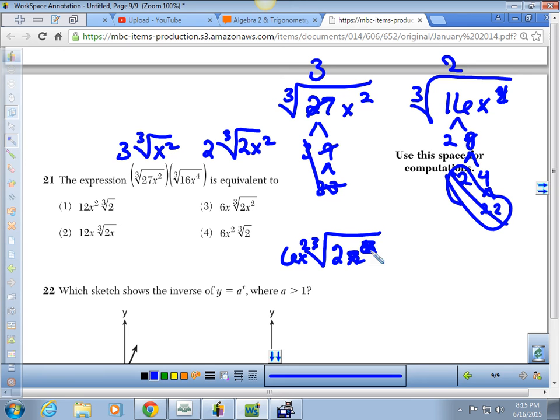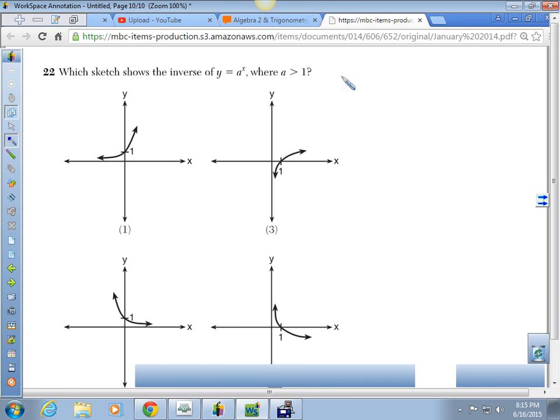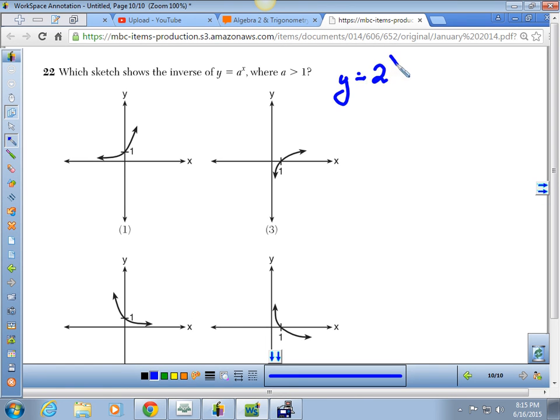Yes, we store a value for x, we go along with it. Okay. Folks, which sketch shows the inverse of y equals a to the x? What kind of a function is this? And they're saying a is just a number that's going to be greater than 1. So is a variable? No, it's any number that you want it to be greater than 1. Well, what's the easiest number greater than 1? y equals 2 to the x.